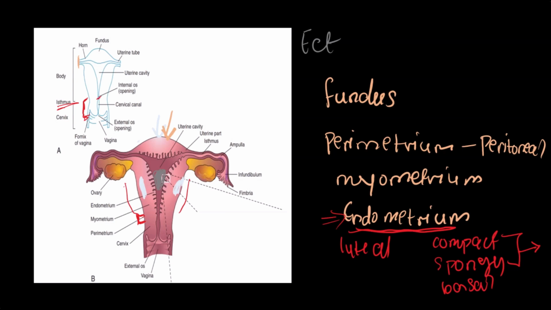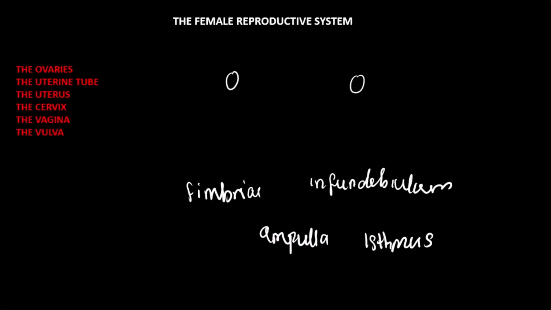Okay, now at the cervix we have an internal constriction. This internal constriction of the cervix is known as the internal ostium, and at the external side, closer to the vaginal side, we have the external ostium. Okay, so there we have the cervix. Now let's take a look at the vagina, which is the next structure of consideration.